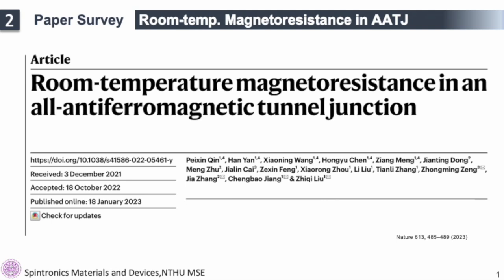Hello everyone, I'm Hong. Now, I will introduce some papers about the application of antiferromagnet spintronics. AFM spintronics is a potential candidate for high-density and ultra-fast information devices. However, the practical application is largely limited by small electrical output and the need for room temperature operation. In this paper published by Nature, this group designed an antiferromagnetic tunnel junction with room temperature exchange bias effect.